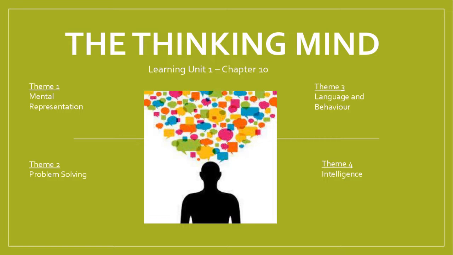So this chapter on the thinking mind is our first dip into cognitive psychology. And it's broken down into 4 different themes, which are in the book and on the platform. The first theme is mental representation. The second theme is problem solving. The third theme is language and behavior. And the fourth theme is intelligence.